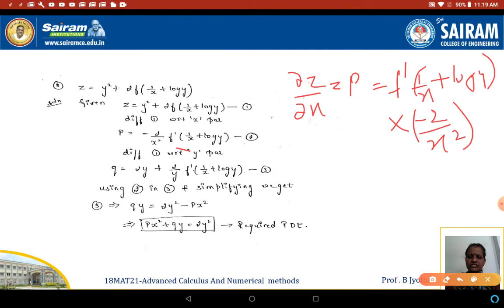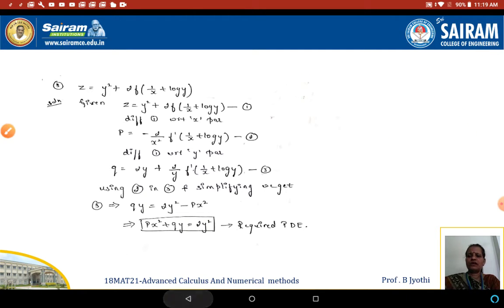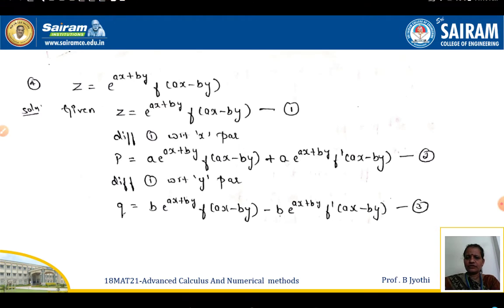Similarly, when we differentiate this with respect to y, what happens is dou z by dou y is equals to q, and we are having the two terms and both of them are differentiated. So we will be getting 2y. Let's see this one.